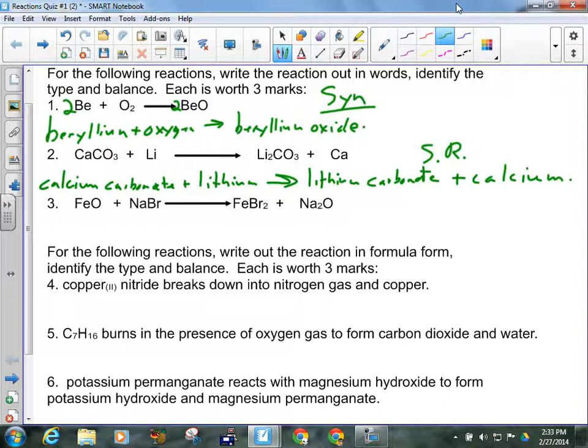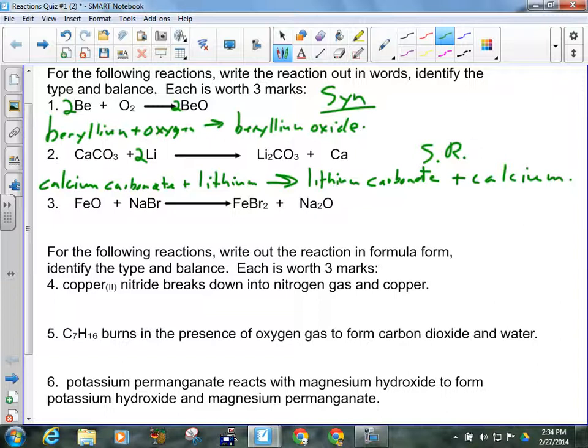And then we have to balance. Right now there's 1 calcium on both sides, there's 1 carbonate on both sides, but there's 2 lithiums on the product side, but only 1 over here. So a 2 there will balance the reaction. 1 mark for that. Questions on number 2?